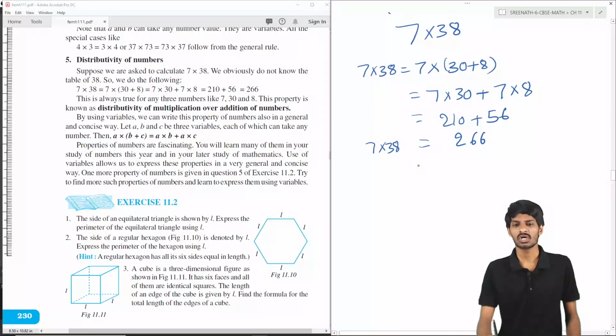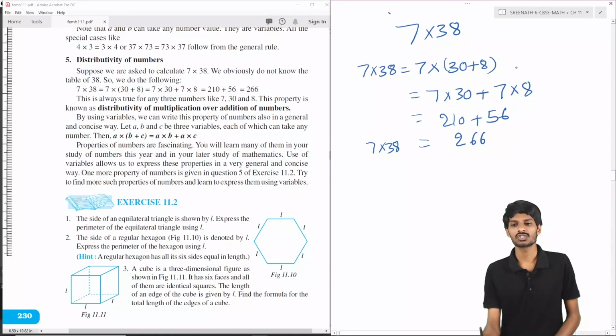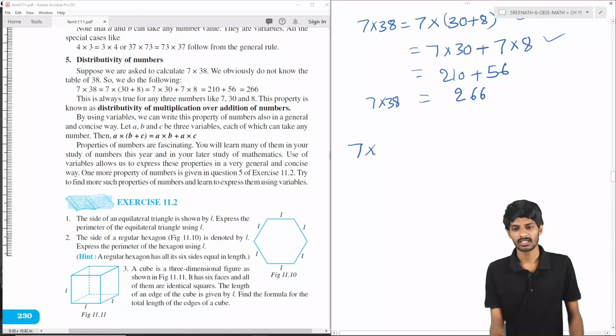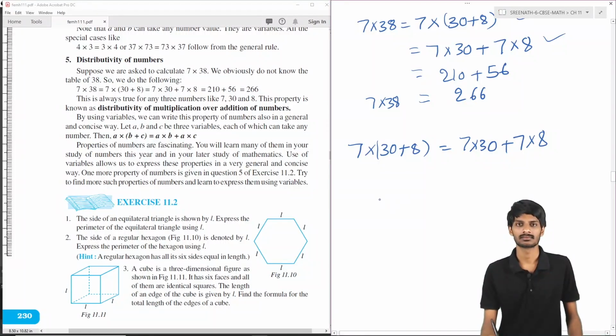738 is equal to 260. So in this way we will do the task, students. What we are observing here is that these two steps are important steps: 7 into 30 plus 8 equals 7 into 30 plus 7 into 8. These two things you have to remember.